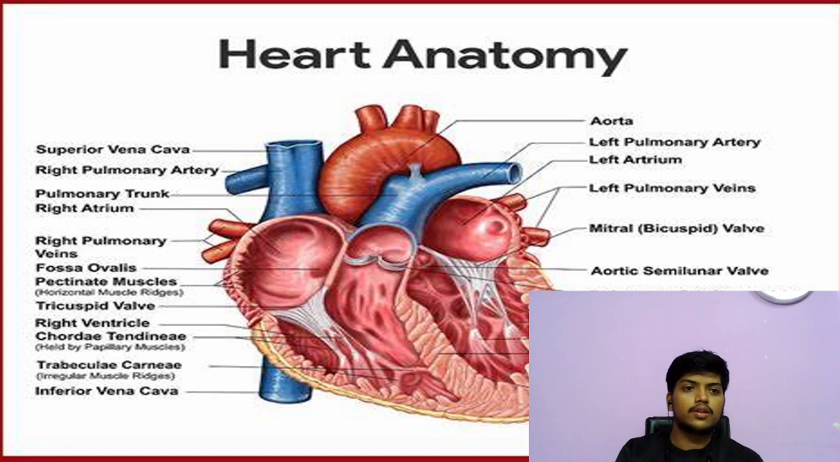It consists of the superior vena cava and inferior vena cava. On the left side you have the right pulmonary valve, and on your right side you have the left pulmonary valve. Going further downwards, you have the tricuspid valve as well as the bicuspid valve. The heart wall has three layers: epicardium, myocardium, as well as the endocardium.